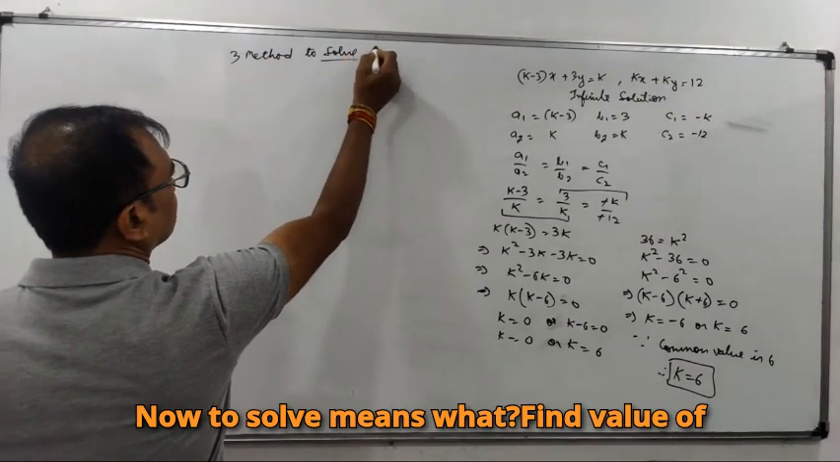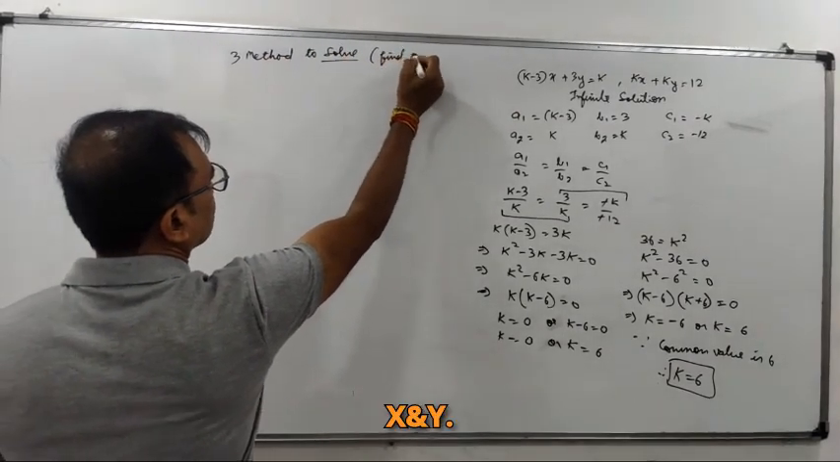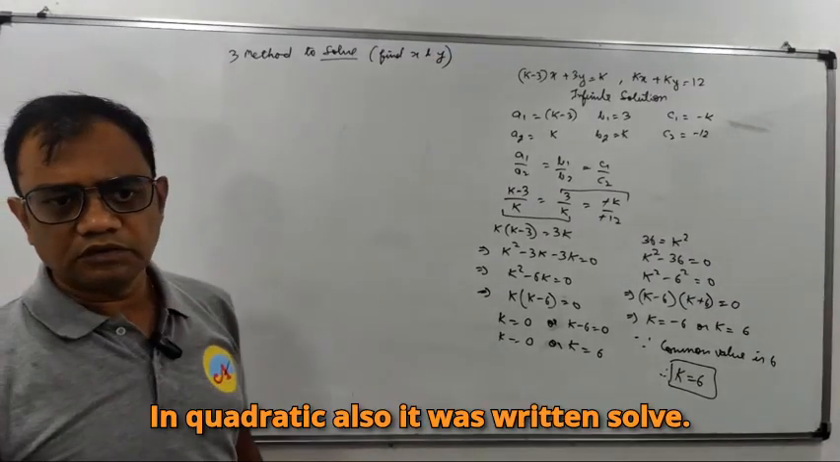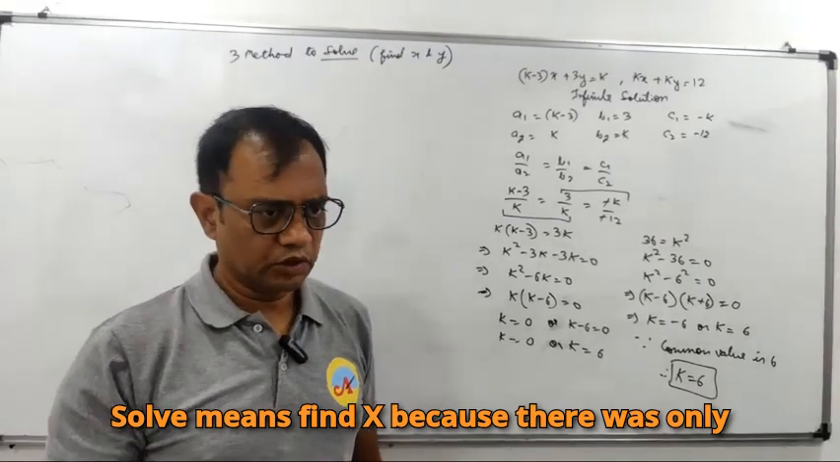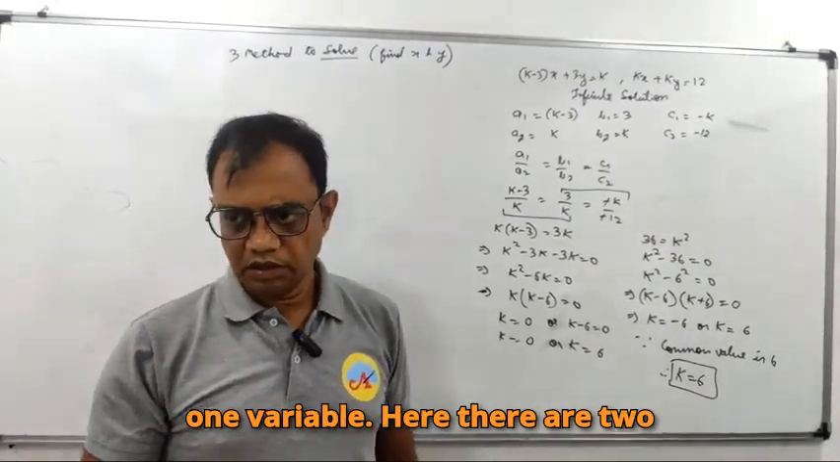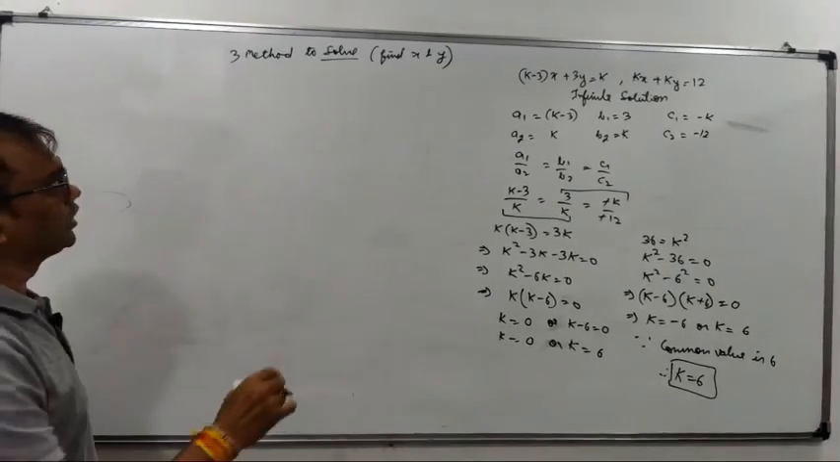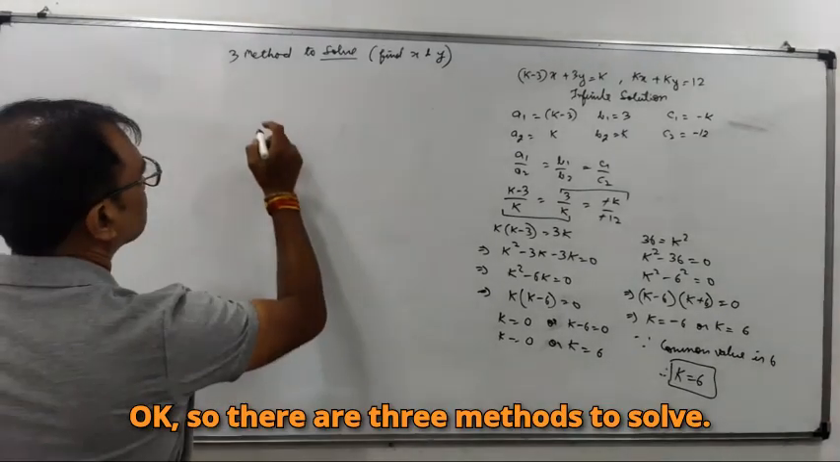Now to solve means what? Find value of x and y. In quadratic also it was written solve. Solve means find x because there was only one variable. Here there are two variables. So solve means find x and y. Okay. So there are three methods to solve.